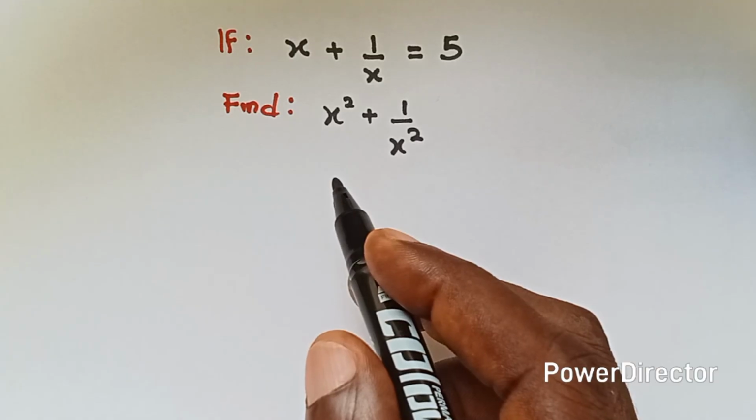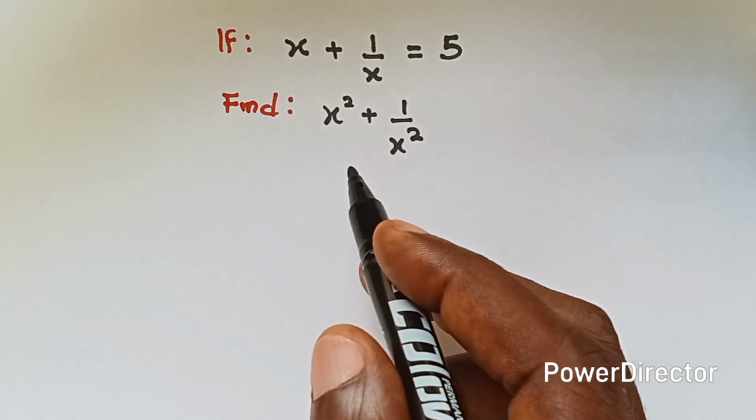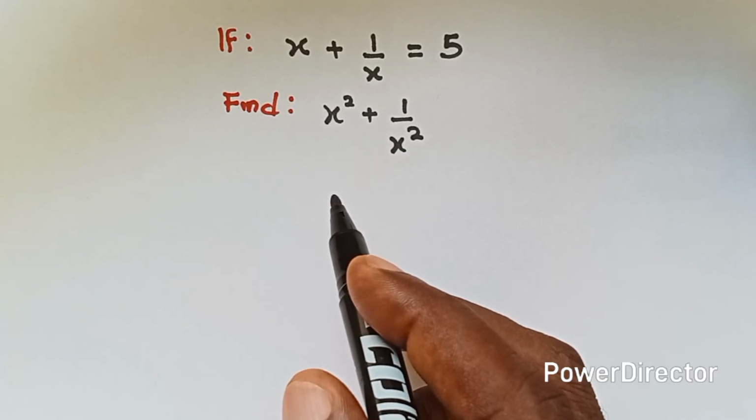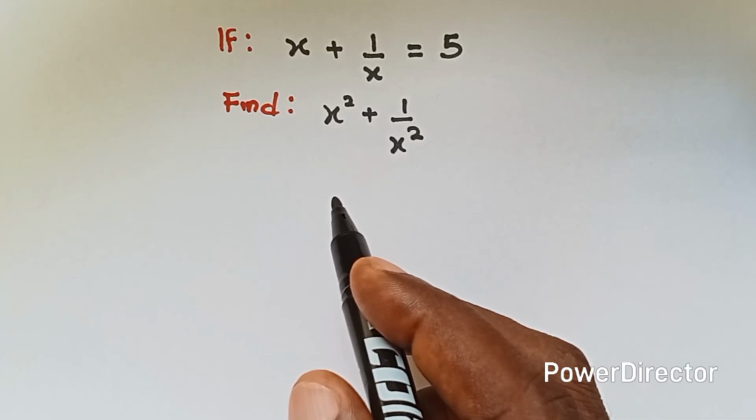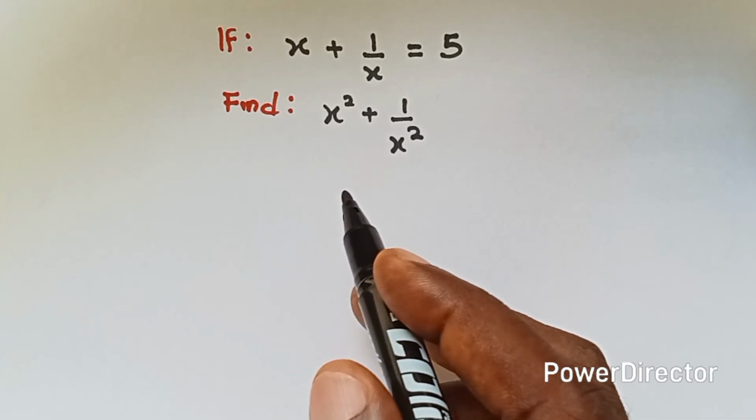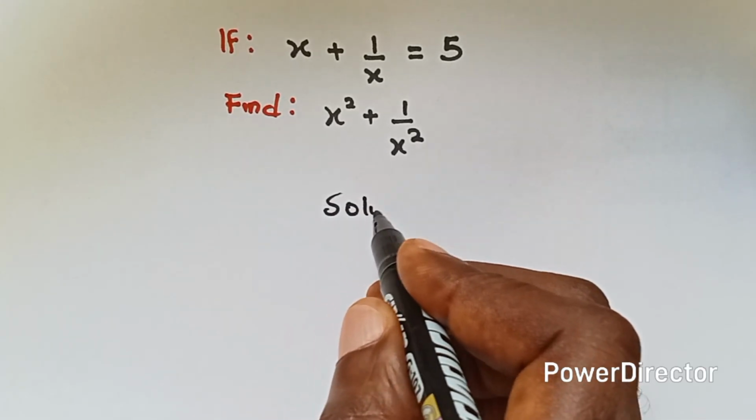Okay, so the question says that if x plus 1 over x equals 5, you should find what x squared plus 1 over x squared is. I'm going to show us the quickest and fastest way to solve this problem. So, solution.